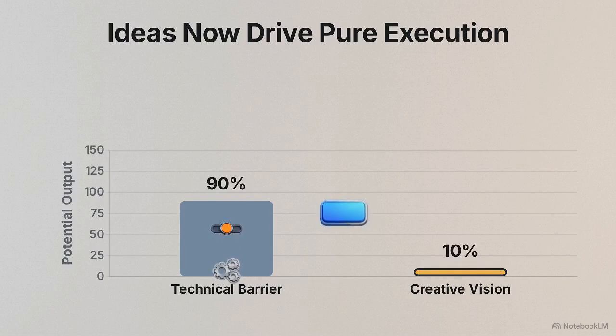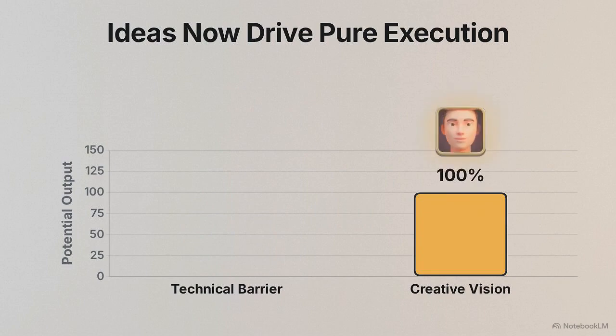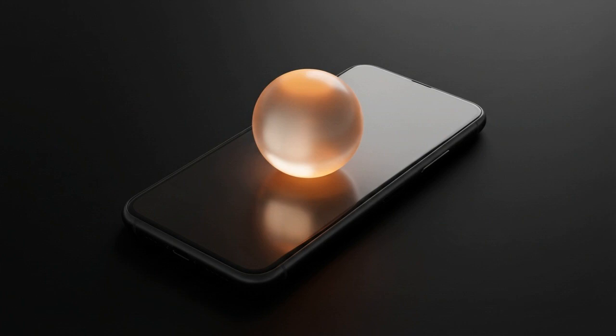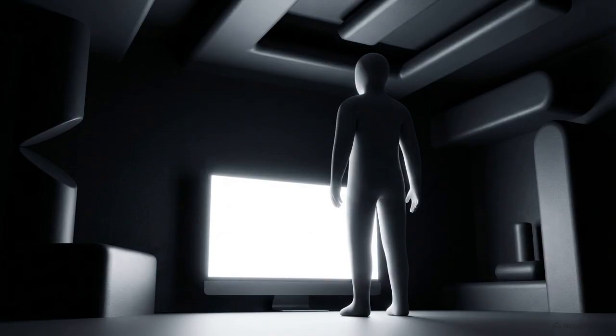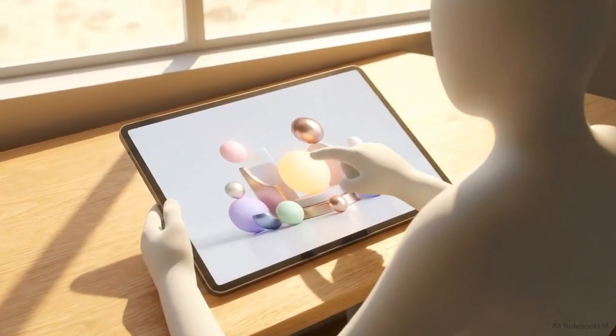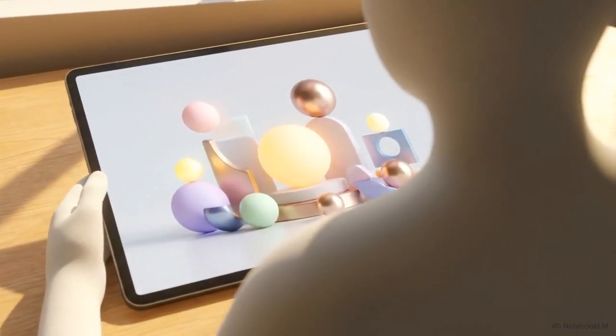When the barrier to technical entry drops to zero, the ability to execute an idea is no longer the primary bottleneck. In this frictionless environment, your personal taste and your imagination become the only factors that determine the final value of the work. With the prompt barrier gone and the process made effortless, the only question left is, what will you choose to create next? Ultimately, artificial intelligence succeeds when it functions as a transparent bridge, allowing humans to act as completely unhindered creators.